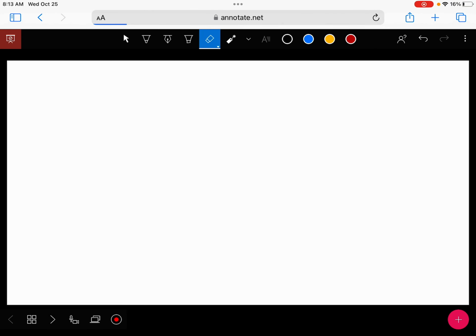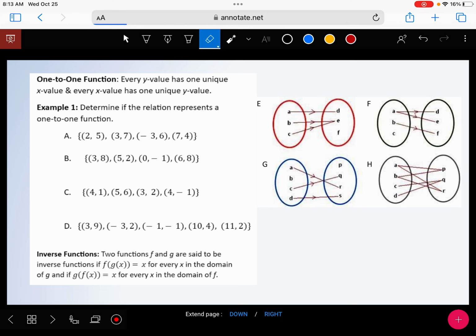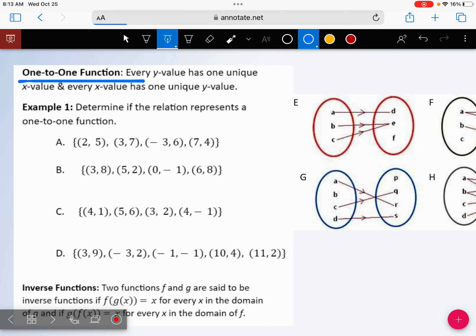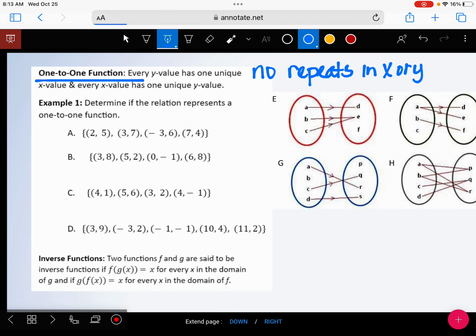Okay. So let's talk about one-to-one. What does it mean for a function to be one-to-one? One-to-one simply means that you don't have any repeats. So there are no repeats in X or Y. You can't have any repeats. That's what it means to be one-to-one.